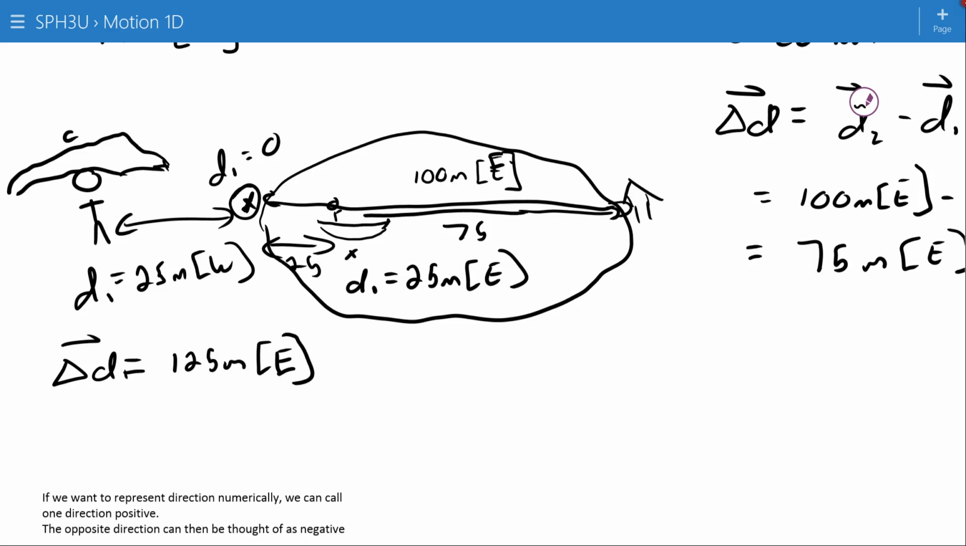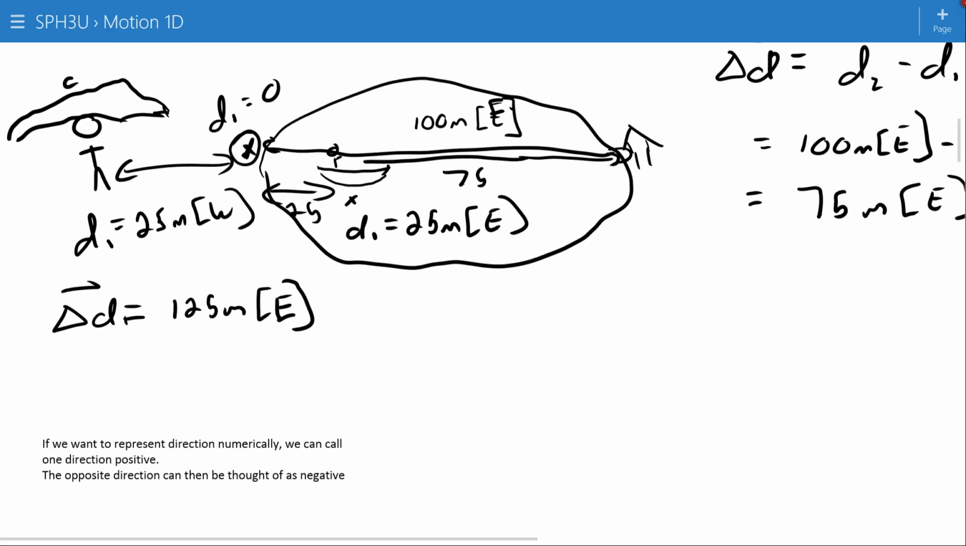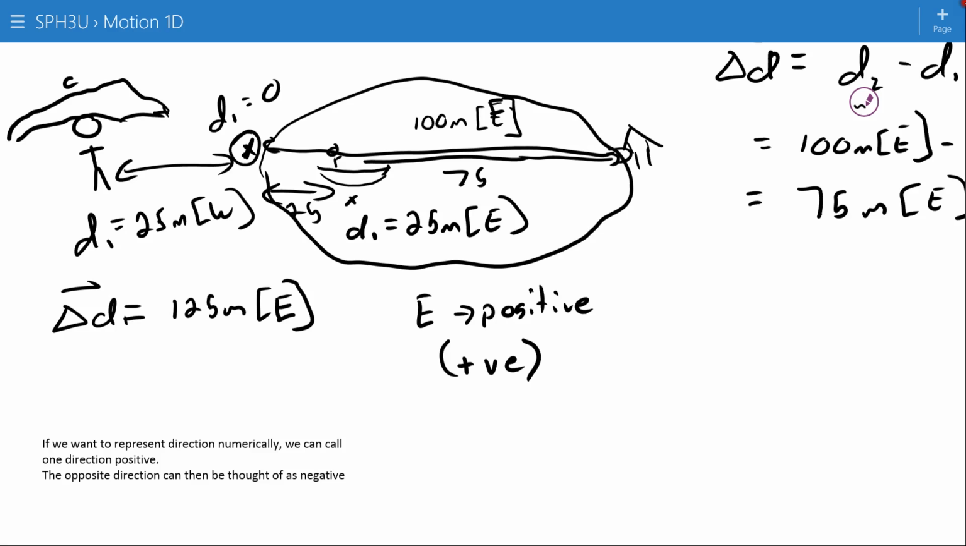But how can we handle that mathematically? Well, in this problem, we've been using east as our positive direction. I like to use the short form here, positive. And so everything that's been east has been positive. So how can we handle this 25 meters west?